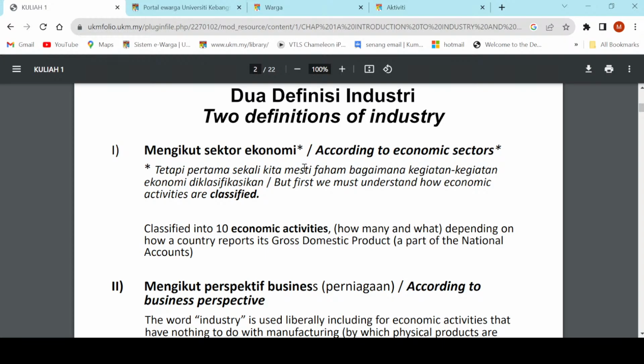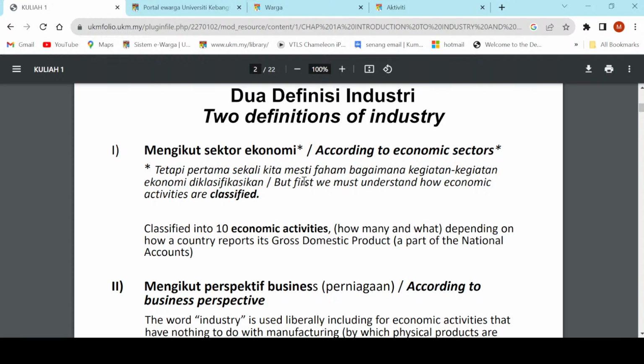But before that, we want to explore what are the economic activities. I'm very careful about using the word economic activities. I'm not using the word economic sectors. What are the main economic activities that can be considered as industry according to the perspective of economic sectors? We want to study that now. That's our objective this morning.